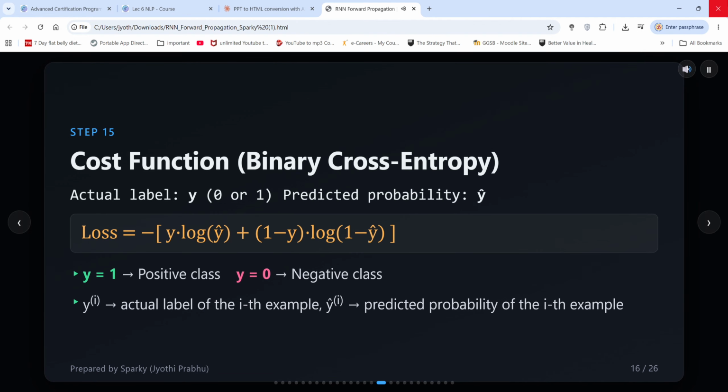To check how good our prediction is, we calculate the loss. We use cross-entropy loss, calculated as negative of y log y hat plus 1 minus y log of 1 minus y hat. Here, y equals 1 means the positive class, and y equals 0 means the negative class. This compares our predicted value y hat with the actual value y. The smaller the loss, the better the prediction.